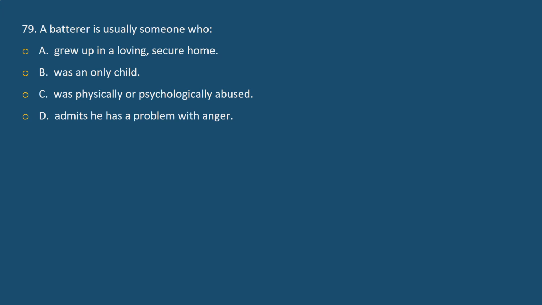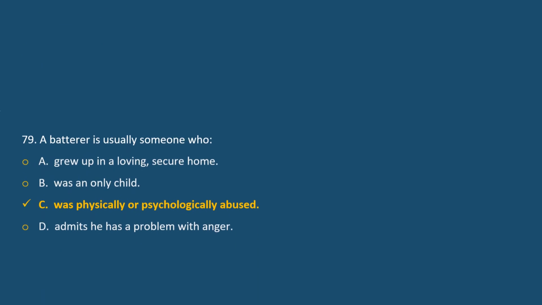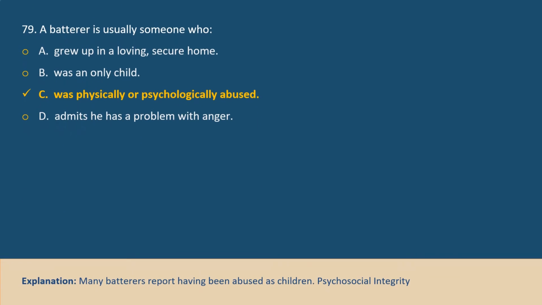Question 79. A batterer is usually someone who: A. Grew up in a loving, secure home. B. Was an only child. C. Was physically or psychologically abused. D. Admits he has a problem with anger. Answer C. Explanation: Many batterers report having been abused as children.